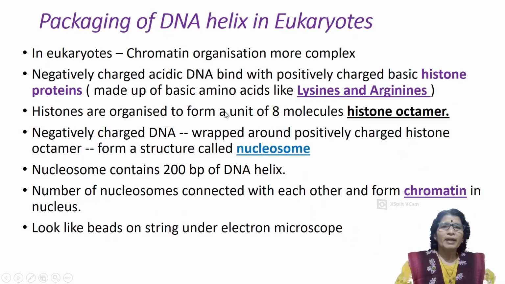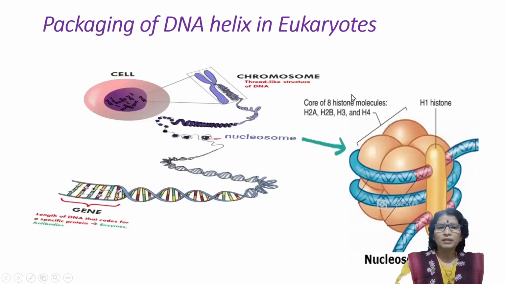Then the packaging of the DNA helix in eukaryotes. In eukaryotes, chromatin organization is more complex, and in this what happens? Negatively charged acidic DNA. DNA is acidic in nature and negatively charged, which binds with positively charged histone proteins. These histone proteins are made up of basic amino acids like lysines and arginines. So here, this is DNA, lengthy chromatin. This is negatively charged and acidic in nature.